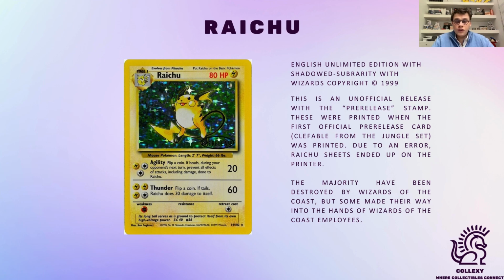The first official pre-release card was a Clefable from the Jungle set and was also distributed at Pokémon Leagues in 1999. However, Raichu was not an official pre-release card. Due to some kind of error, Raichu sheets ended up on the printer. These were then destroyed by Wizards of the Coast. However, some of these variants ended up in the hands of Wizards of the Coast employees. Hence, this is an unofficial release, but they are still a release and they are still part of the base set variants of the Master Card Raichu.